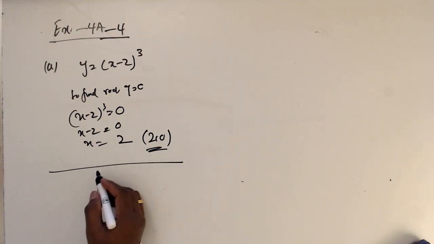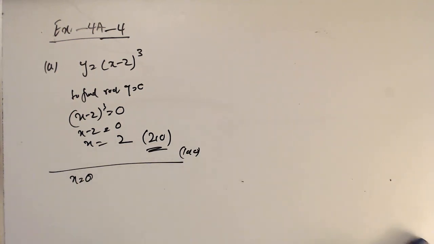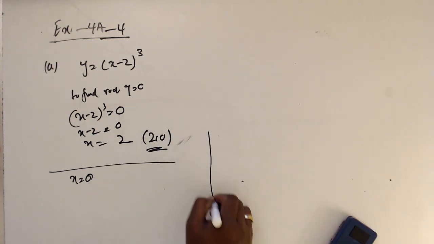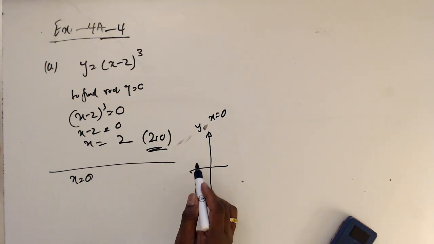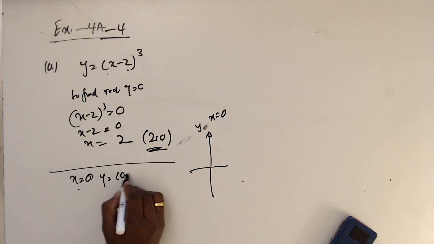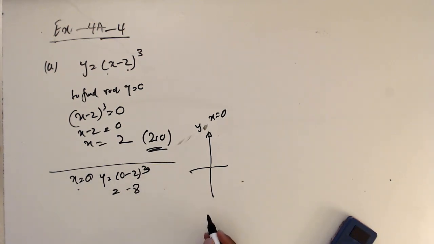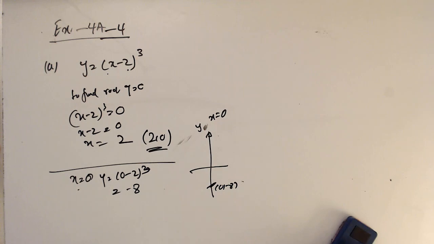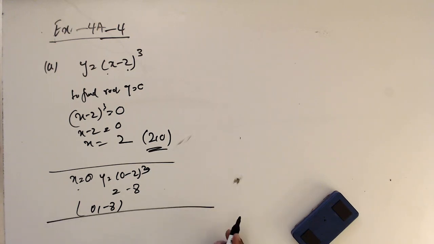Now we have to look at x equals 0, because we don't have (0, 0). Why are we checking this one? To find where the graph cuts the y-axis, the line x equals 0. When x equals 0, y equals (0 minus 2) cubed, which is minus 8. The graph cuts the y-axis at (0, minus 8).